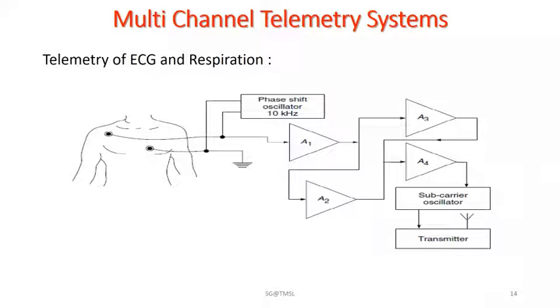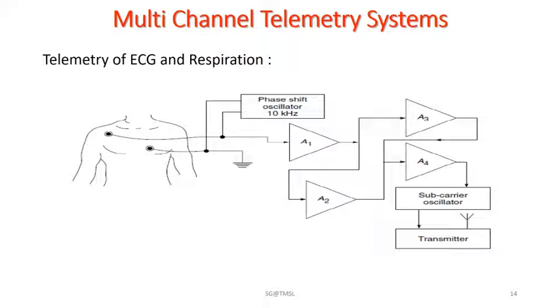So here in this diagram you can see the telemetry of ECG and respiration. An FM modulated radio telemetry transmitter is used to detect and transmit the ECG and respiration activity simultaneously on a single carrier frequency in the FM broadcast band.